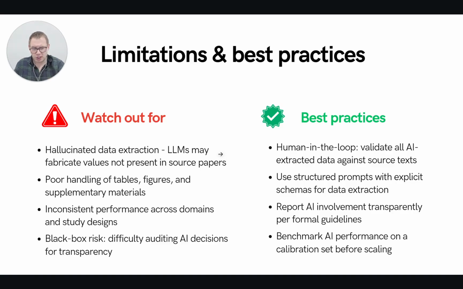Use structured prompts with explicit schemas for data extraction. I would describe that simply by saying, get as much context as possible. Don't skimp on the context that you give to these models. Report AI involvement transparently per formal guidelines. In particular, again, PRISMA-type, Cochrane Central-type guidelines for systematic reviews, and then journals, right? Each publisher is going to have different guidelines. And then finally, benchmark AI performance on a calibration set before scaling. A lot of companies should be able to offer up some insights about the accuracy of their models. So, very good things to keep in mind.